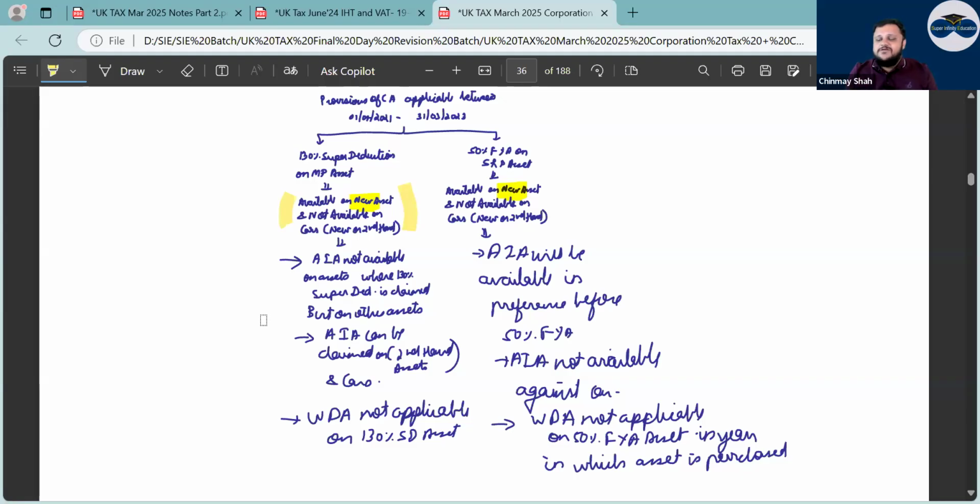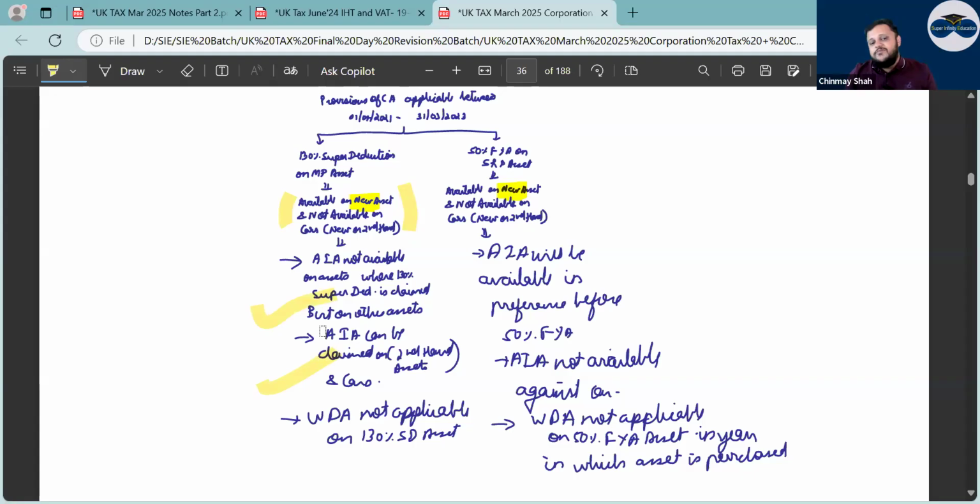Right? But it was available against new assets, which are main pool assets, correct? 130%. AIA is not available on assets where the 130% super deduction is claimed. So if I do an addition of 500,000, you will get an allowance of how much? 650,000. AIA cannot be claimed, but if there is a second-hand asset, on that AIA can be claimed.